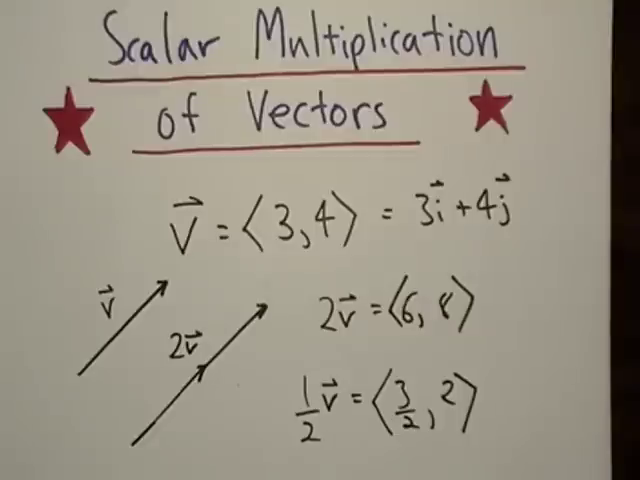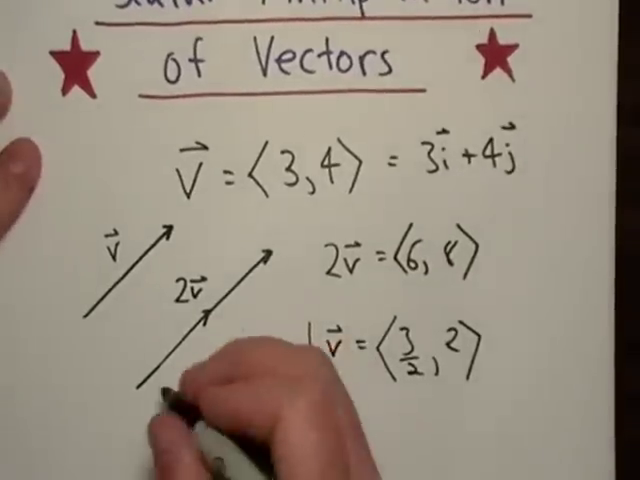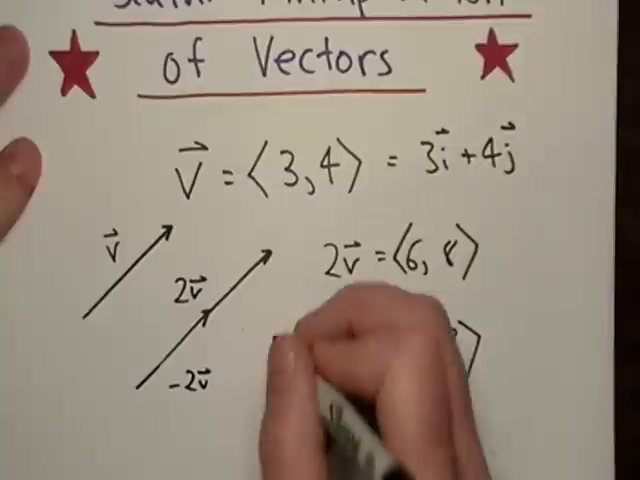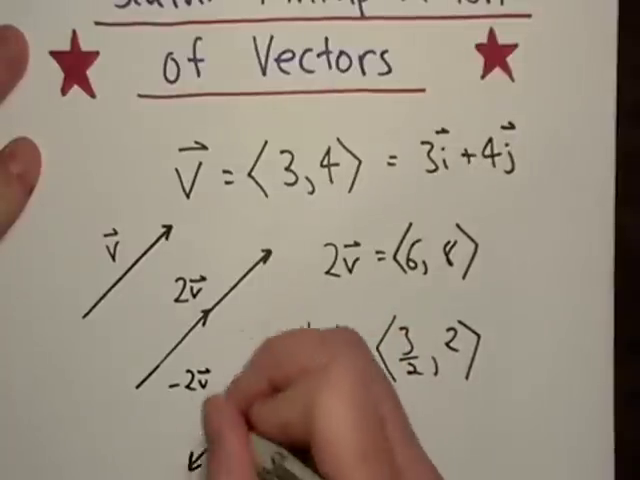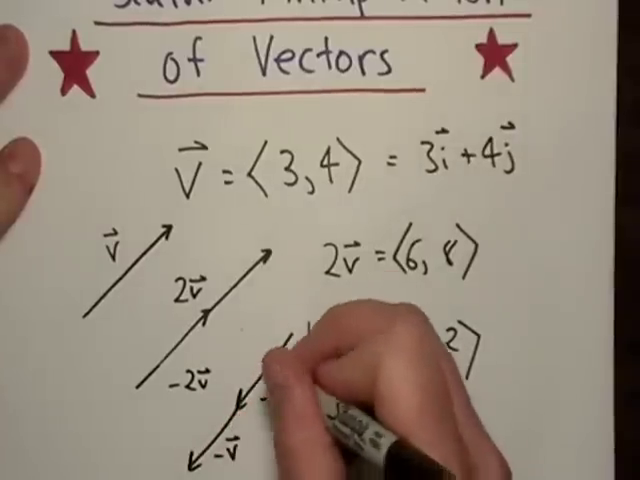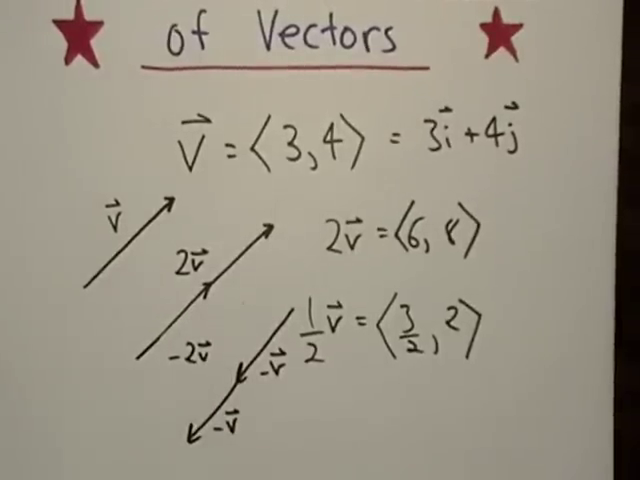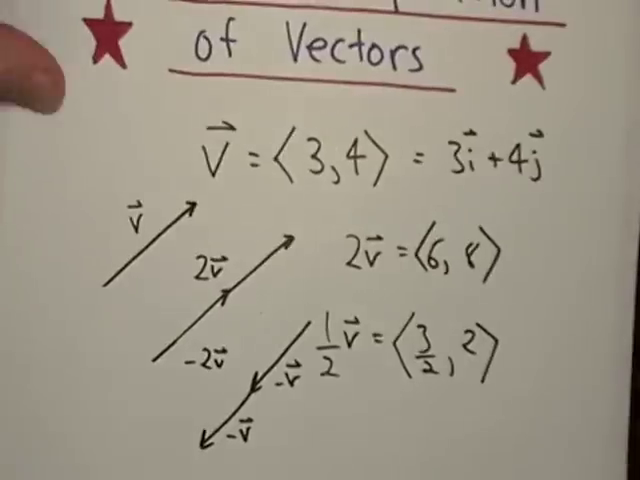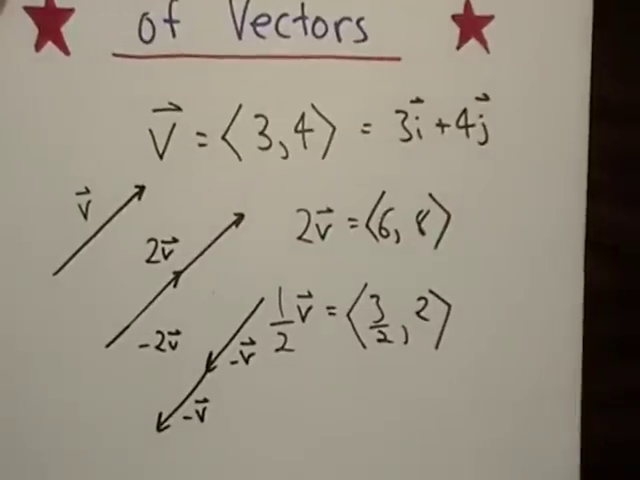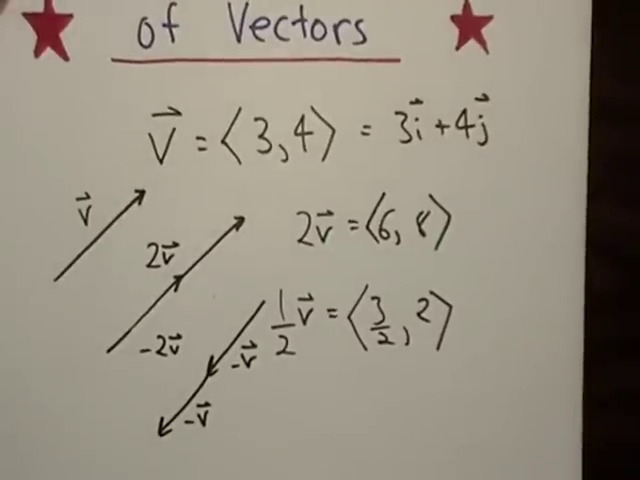Think about this. What about negative 2v? Well, that's just going to be negative 2 times v, and it's going to have the exact same magnitude as 2 times vector v, but it's going to be in a different direction, exactly the opposite direction, as a matter of fact. So that's just a little bit of scalar multiplication for you, and it's going to lead us into the dot product world, and that's what's coming up.